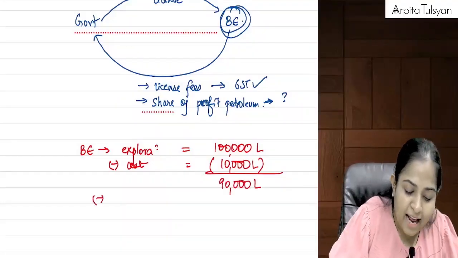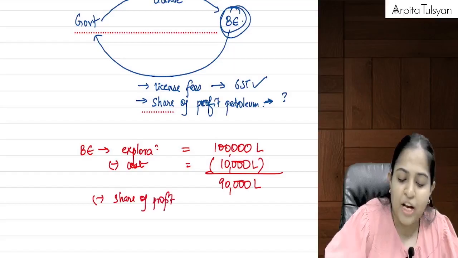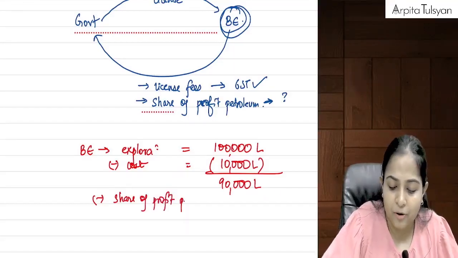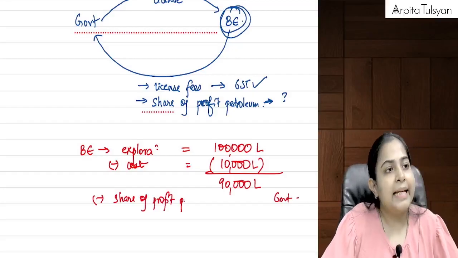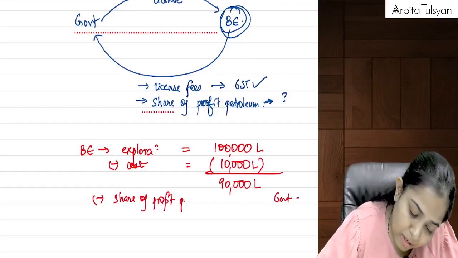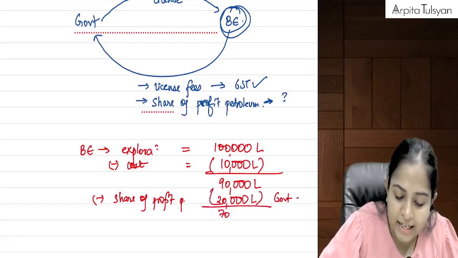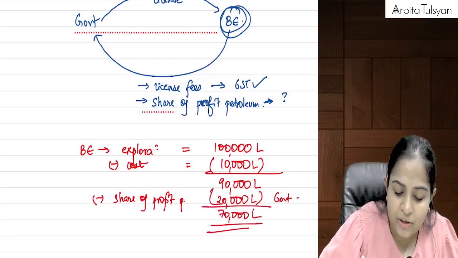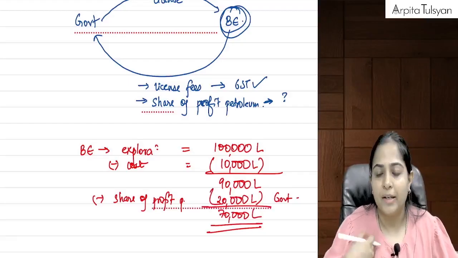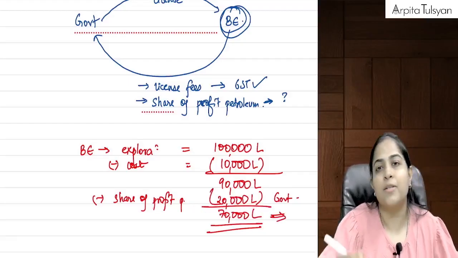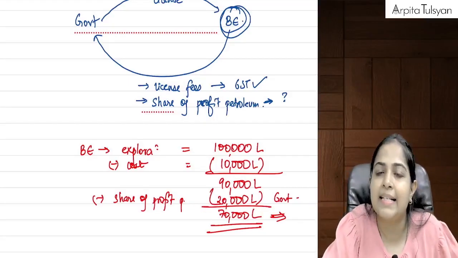From that, it will have to give some share of profit petroleum to the government. Let's say it was decided that 20,000 liters will go to the government. Now we are left with 70,000 liters. Can we say this is my final profit? This I will process further and then sell in the market. That is a different matter.